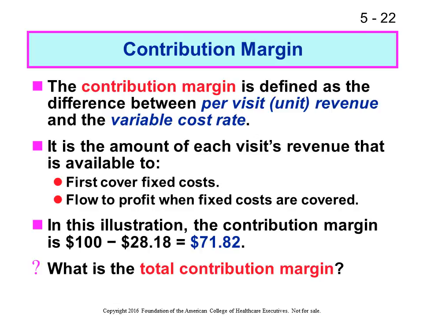So basically, that number can help you with how much you would have to cover fixed costs first and then flow to cover whatever other fixed costs you have. So it's like you're charging $28.18 per person. That's what you estimate as far as the visit. So that patient's charge was $100. So you have $71.82 that can now be applied toward revenue to cover your fixed costs.